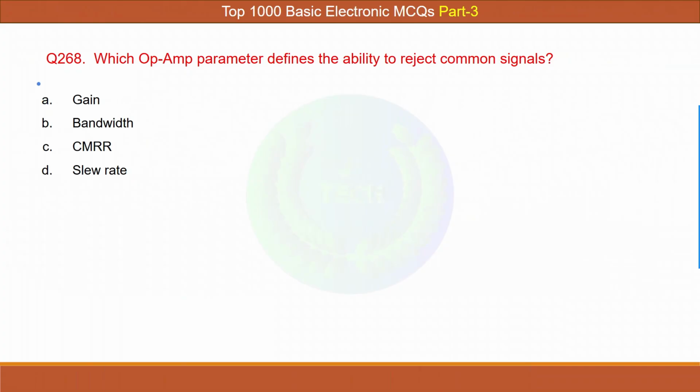Next question, question number 268. Which op-amp parameter defines the ability to reject common signals? Option A, gain, option B, bandwidth, option C, CMRR, option D, slew rate. The answer is option C, CMRR.